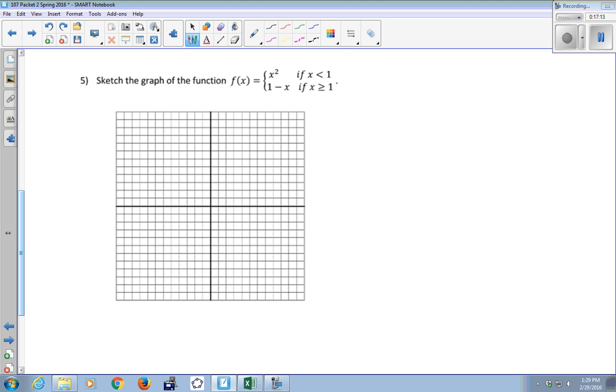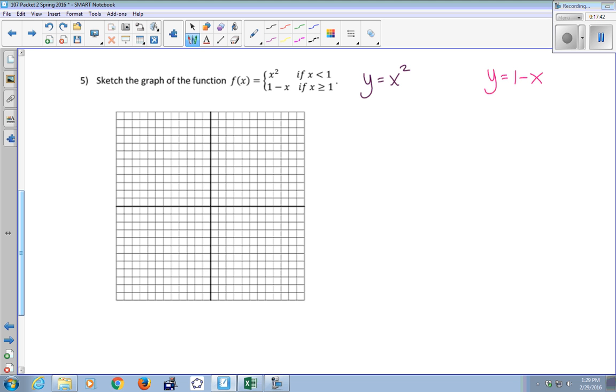So my two formulas are y equals x squared and y equals 1 minus x. Okay, so I've got two different formulas here. That f of x is holding the place of y. It's representing y for both of those equations. So I have two different formulas, and I have to graph them.